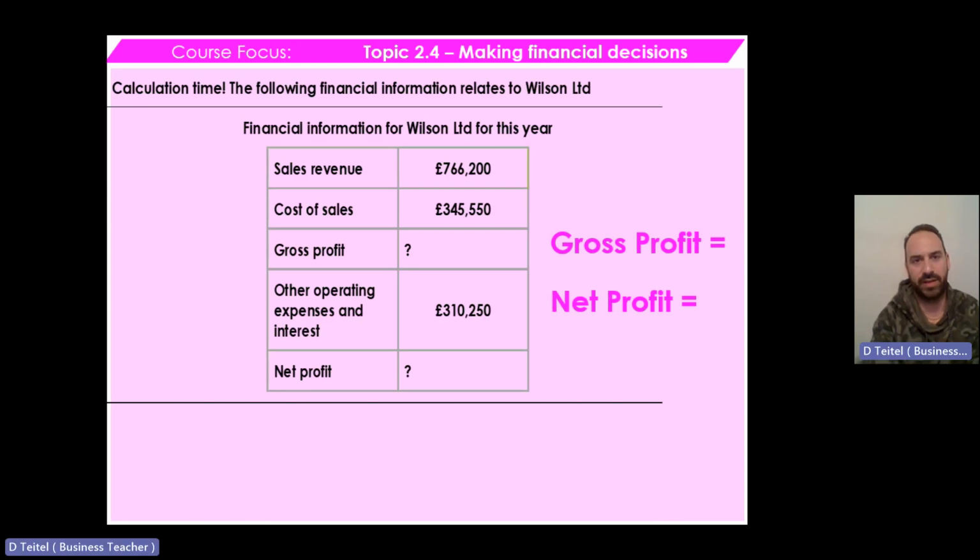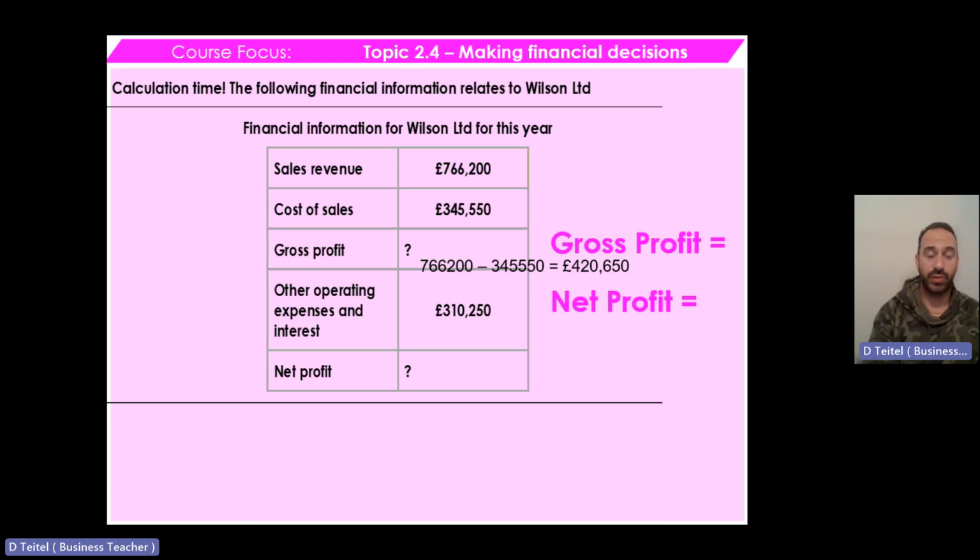All right, so let's look at a calculation here. The following financial information relates to Wilson Limited. So we've got the sales revenue and the cost of sales. How we would ultimately work that out is take our sales revenue, so 766,200 minus 345,550, which equals 420,650 pounds. So that becomes our gross profit, and that's literally how we calculate gross profit, your revenue minus your cost of sales.